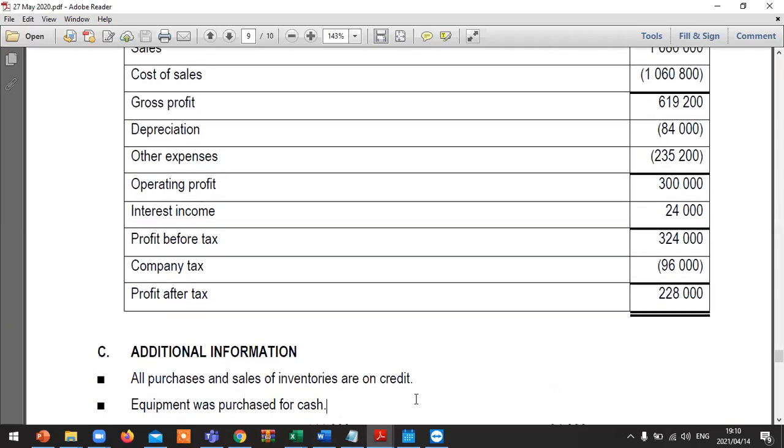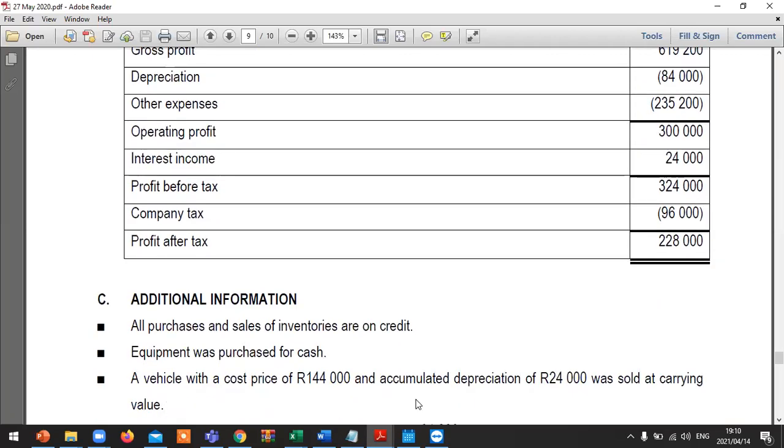How was this asset sold? Yes, bullet point number 3, it says a vehicle with the cost price 144,000 and accumulated depreciation of 24,000 was sold at its carrying value. So if you have sold an asset at its carrying value, no profit or loss will be made. It means that you have exchanged an asset for the very same value it is worth. So no loss in this case.